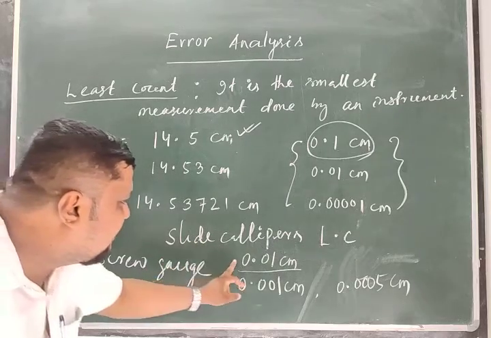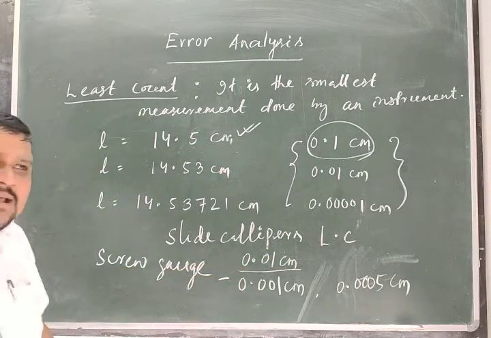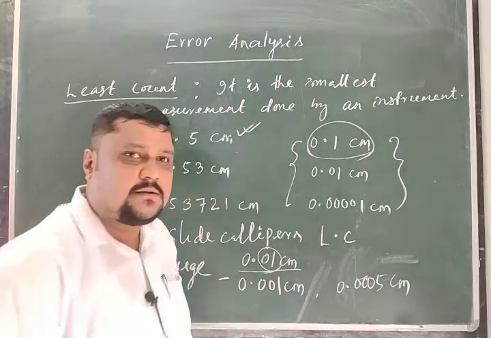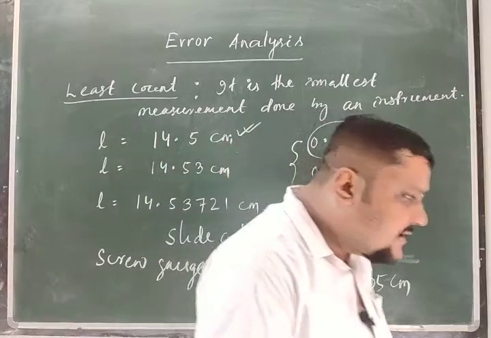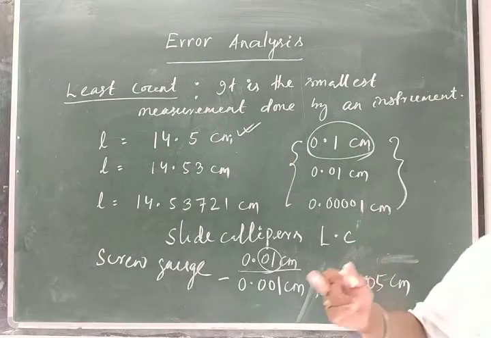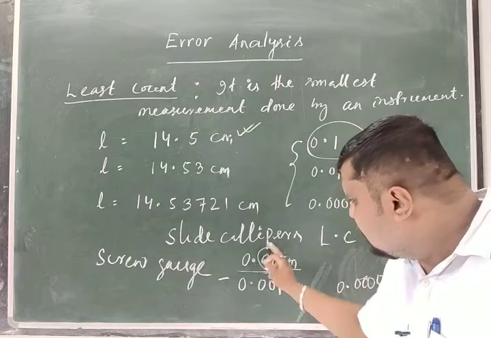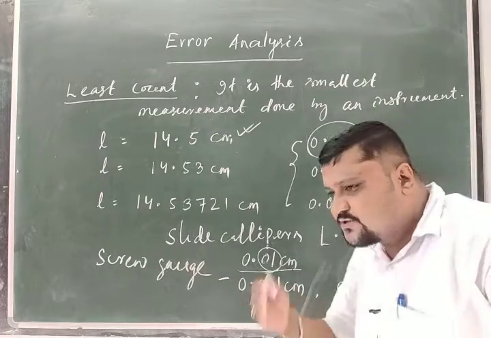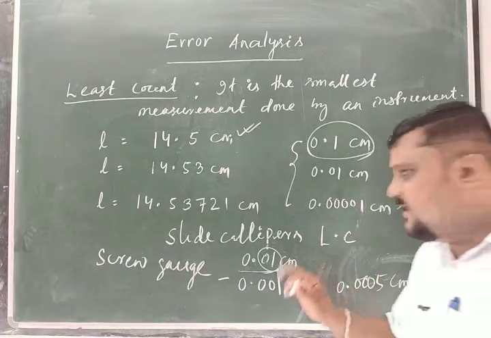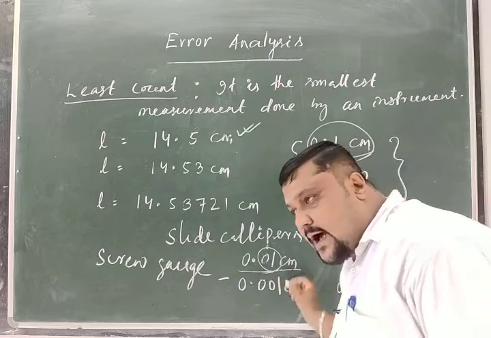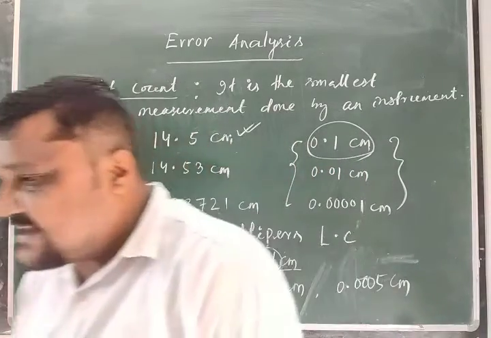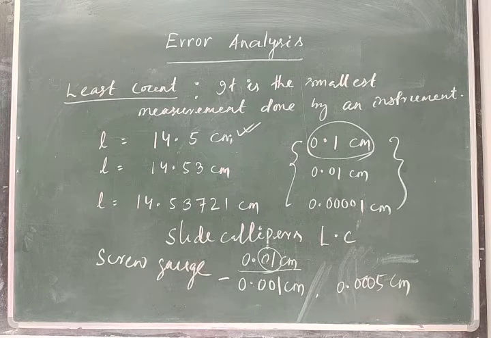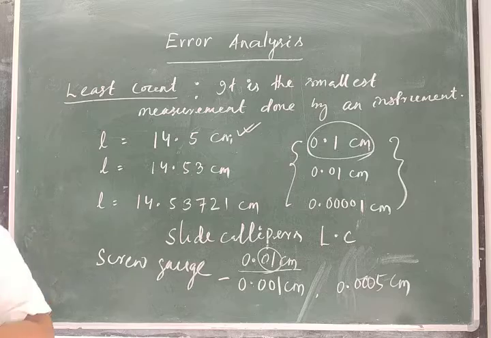So for a slide caliper, the least count is 0.01 cm. Suppose I measure a length, then I can express it up to two places after the decimal. Then by using the screw gauge, I can express the measured value to three places after the decimal point. So these are called the least count of a device.